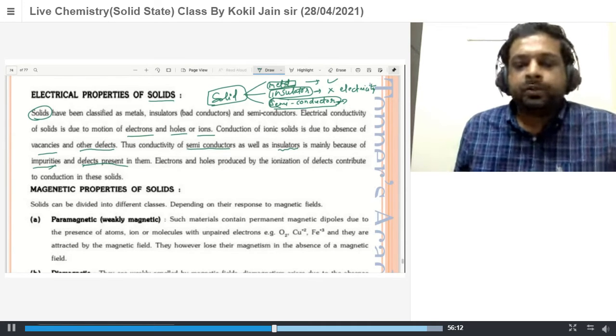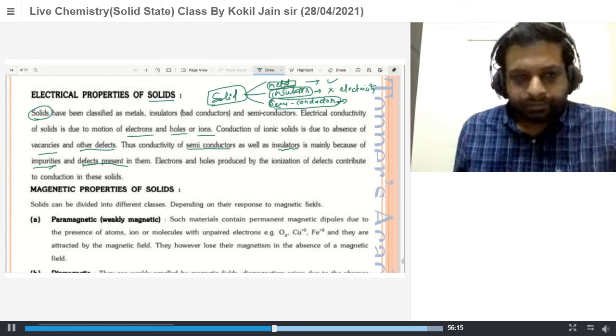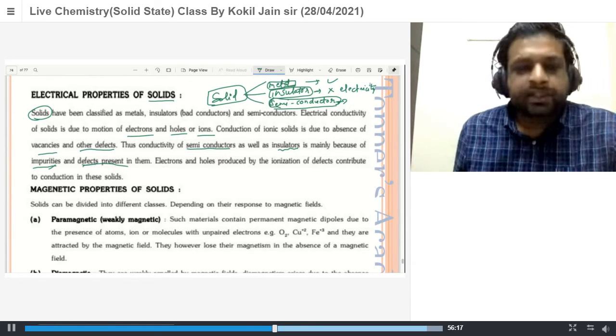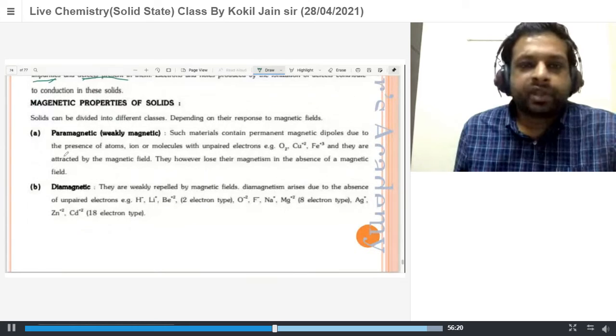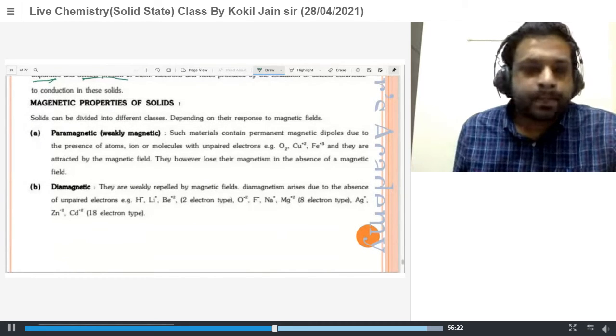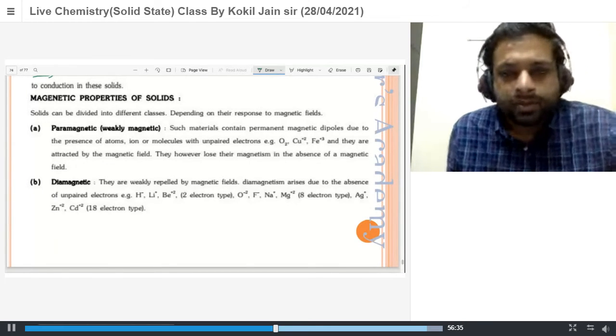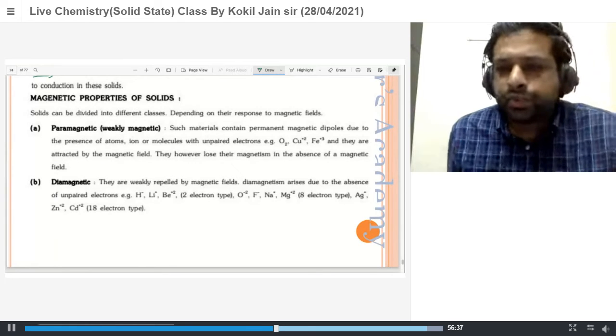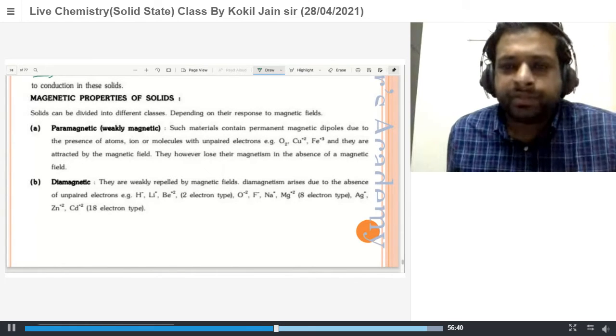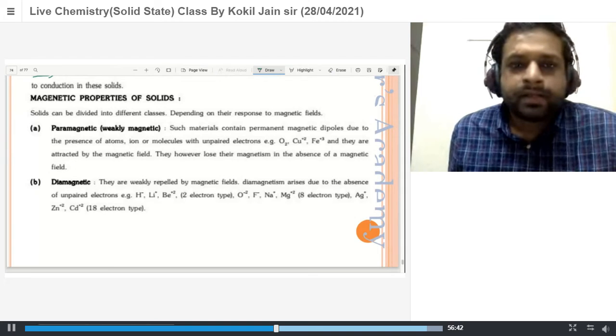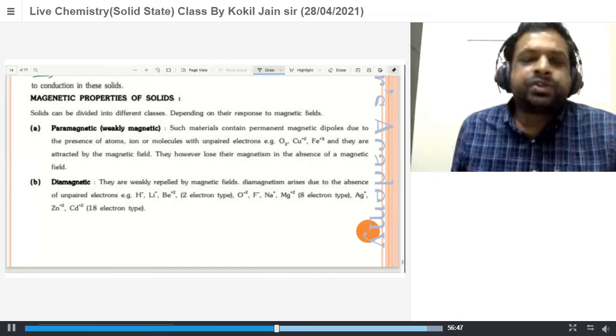Okay, now let's see the magnetic properties of these solids one by one. You understood electrical, nothing much there to understand, nothing much in your syllabus here. And at what time they are going to show electrical conductivity, this is what you have to study, which we have already studied. Now, let's see the magnetic properties of the solids.